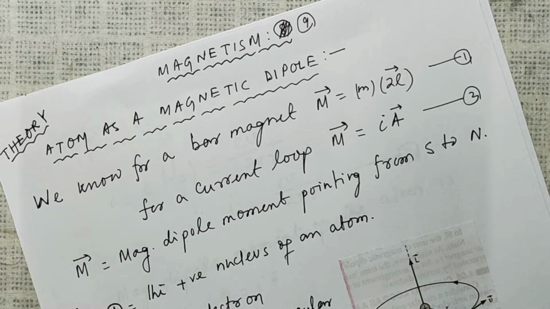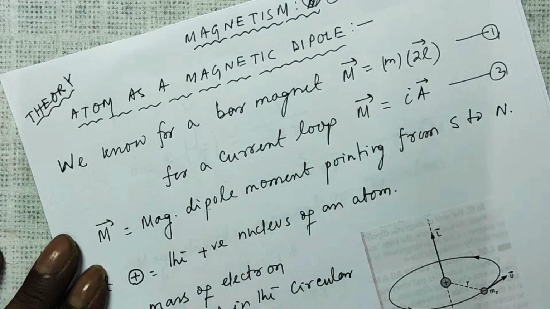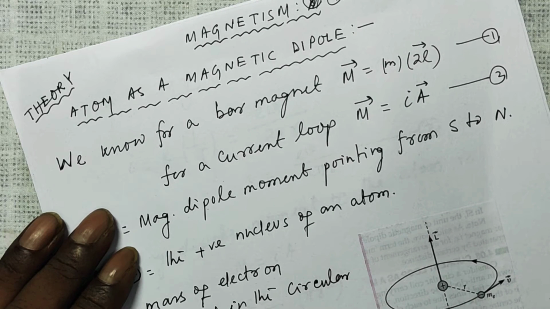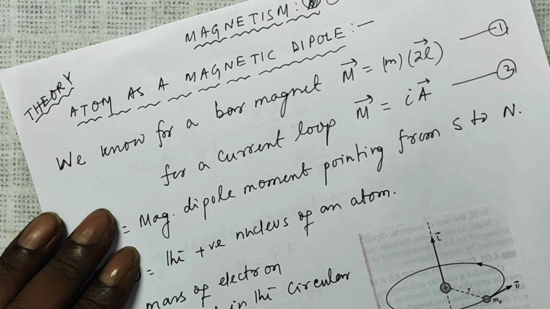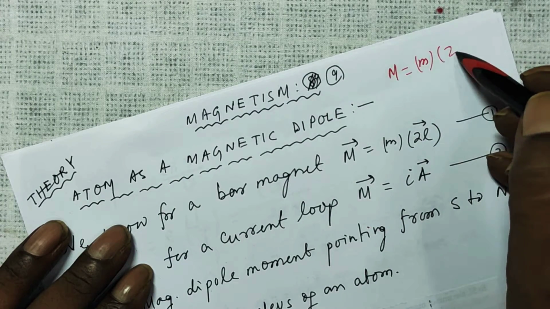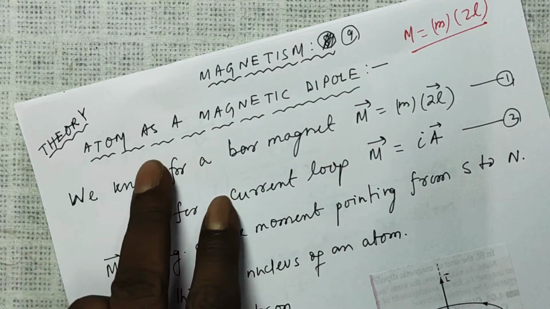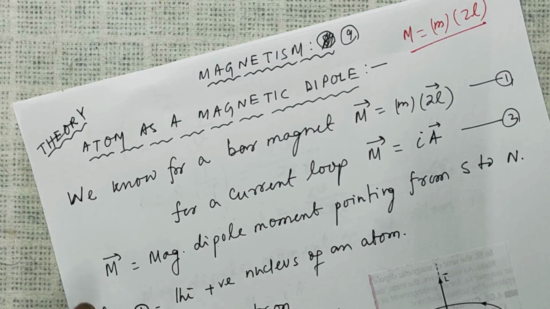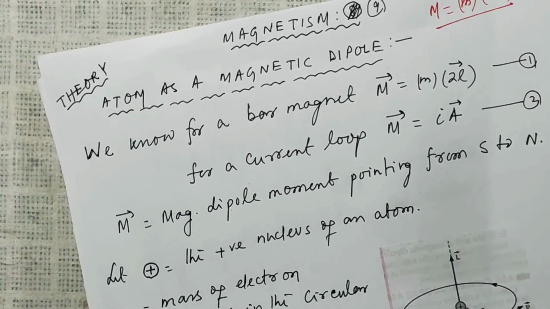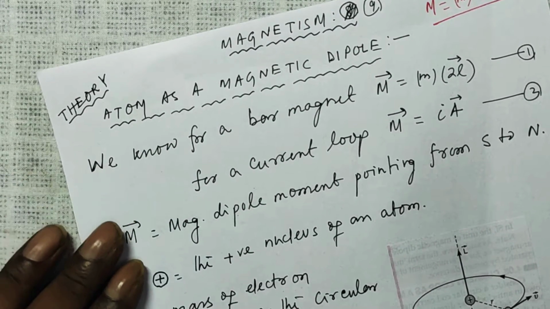Now let us go to a new one, magnetism 9. How an atom behaves as a magnetic dipole. If it behaves as a magnetic dipole, and a magnetic dipole has a magnetic moment, that M was equal to pole strength times 2L for a bar magnet. And here we will see how the atom behaves as a magnetic dipole and what is the relationship between magnetic moment and the angular momentum. So let us proceed. This is the derivation and it is important also for your board examination.